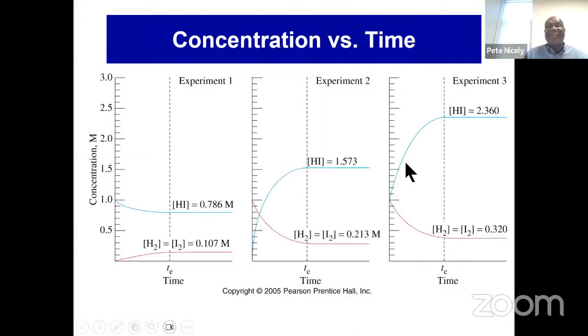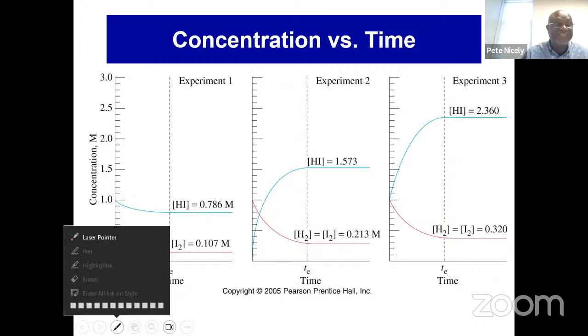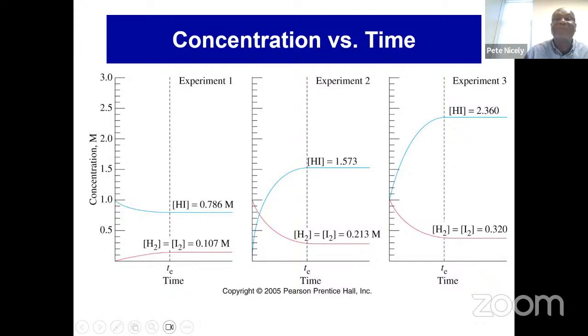Just to illustrate again this whole concept of equilibrium, we have three different graphs here, and the equation for the reaction that is being demonstrated here is, for some reason that is not working, so let me do this quickly. The equation of the reaction that we're talking about here is HI reacting to form H2 plus I2. So we're talking about this equilibrium system right here.